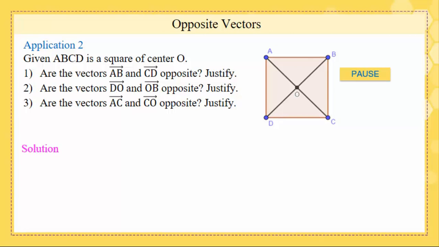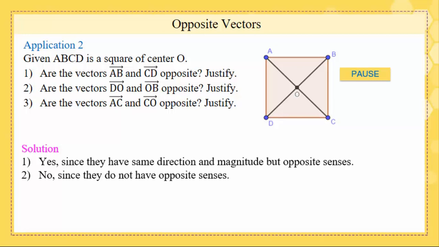Part 1, you are asked to check if AB and CD are opposite vectors. Here is AB vector, here is CD vector. These two vectors have the same direction, they are on parallel lines. They have the same magnitude since the measure of segment AB is equal to the measure of segment CD, opposite sides in a square. But AB is going to the right and CD is going to the left, so they have opposite senses. We can say that yes, they have the same direction and magnitude but opposite senses.